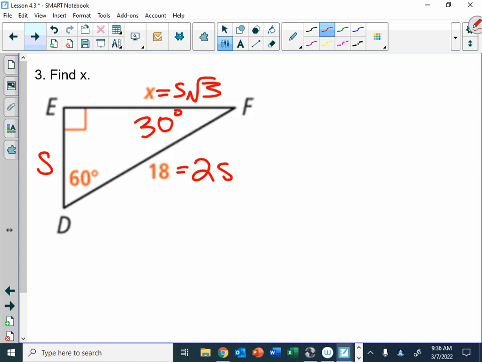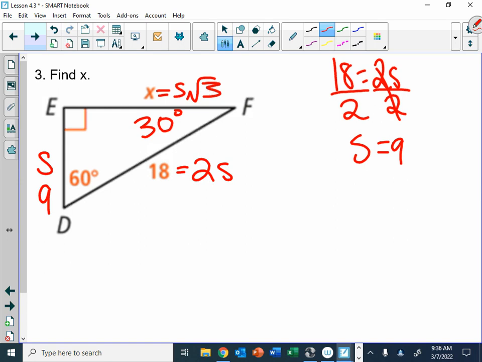So I have an equation I can work with. 18 is equal to 2S. What's S then? 9. Divide both sides by 2. So S is 9, so side ED is 9. What does that make X then? 9 square root of 3, exactly. No math I really need to do there, just plug in S.